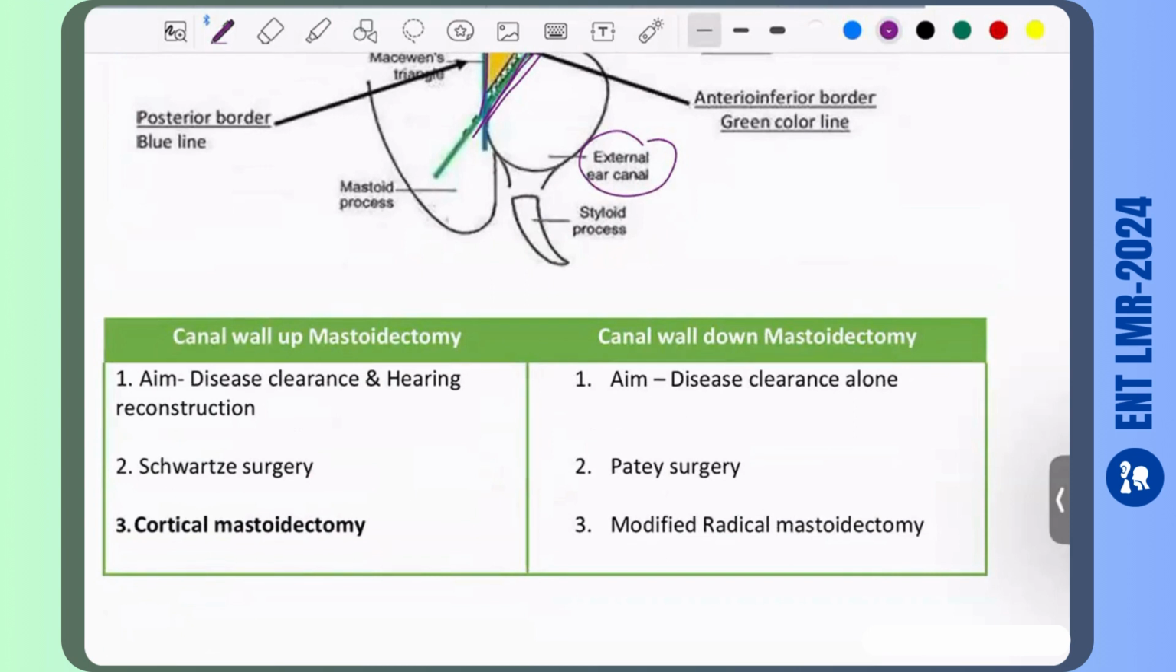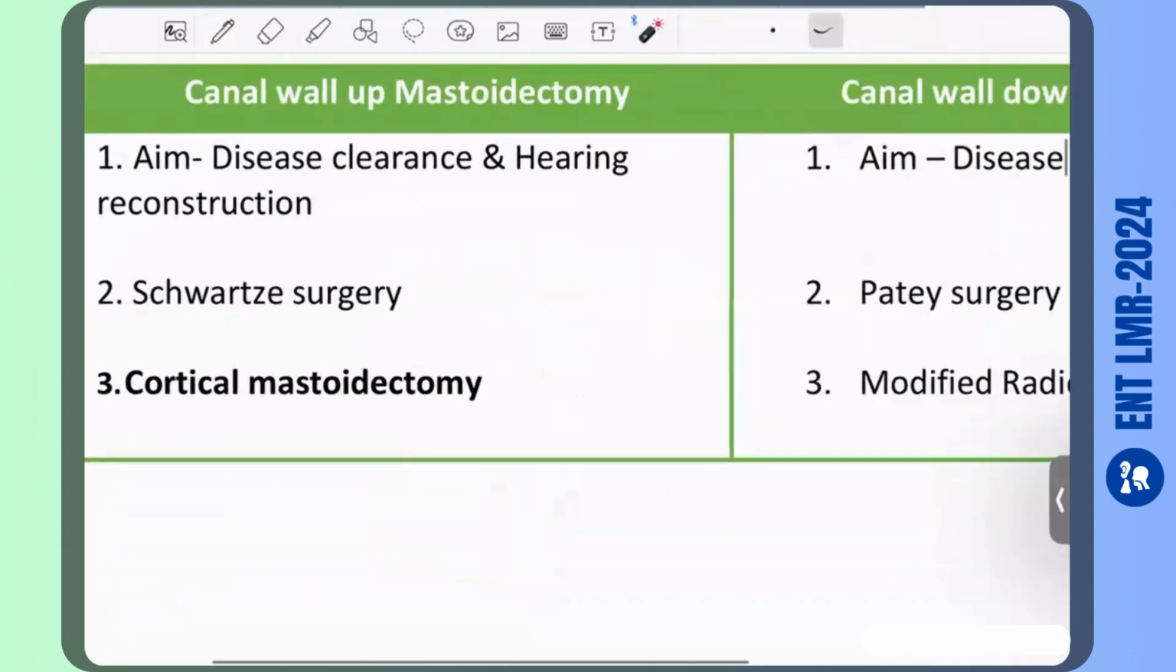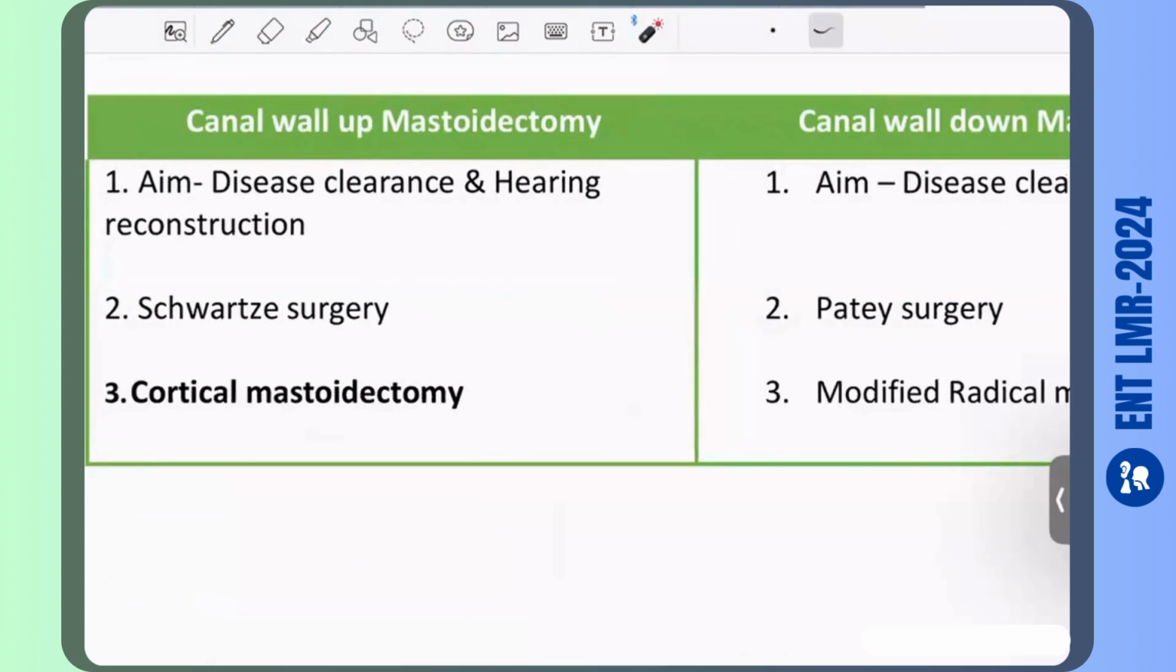So canal wall up mastoidectomy, the aim is disease clearance. It is done in safe type of CSOM. Hearing reconstruction can be done in the base of tympanoplasty. Otherwise called SWAT surgery, it is cortical mastoidectomy.